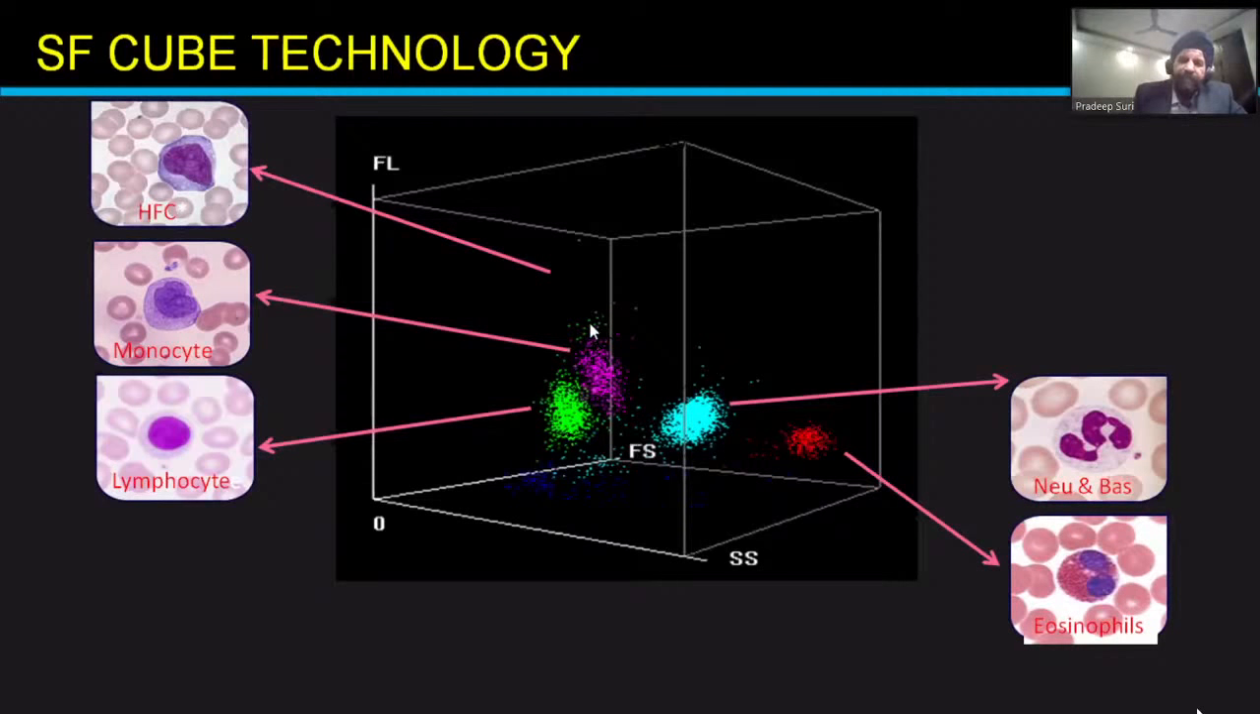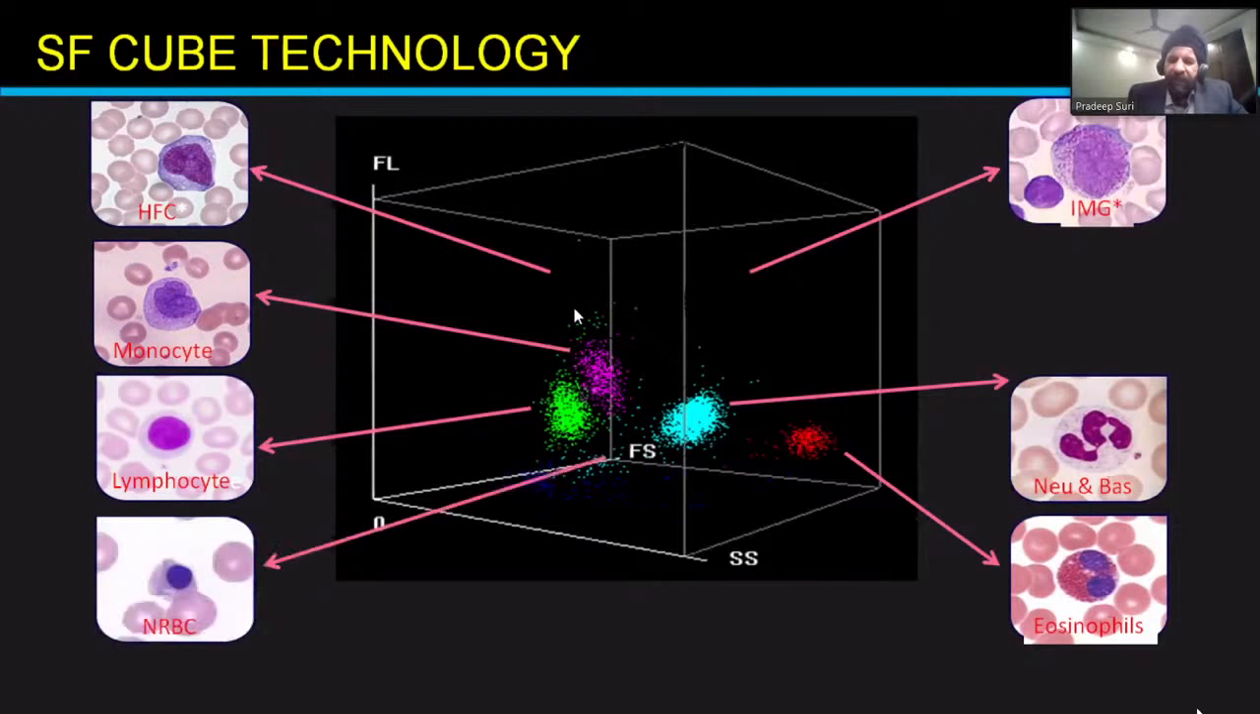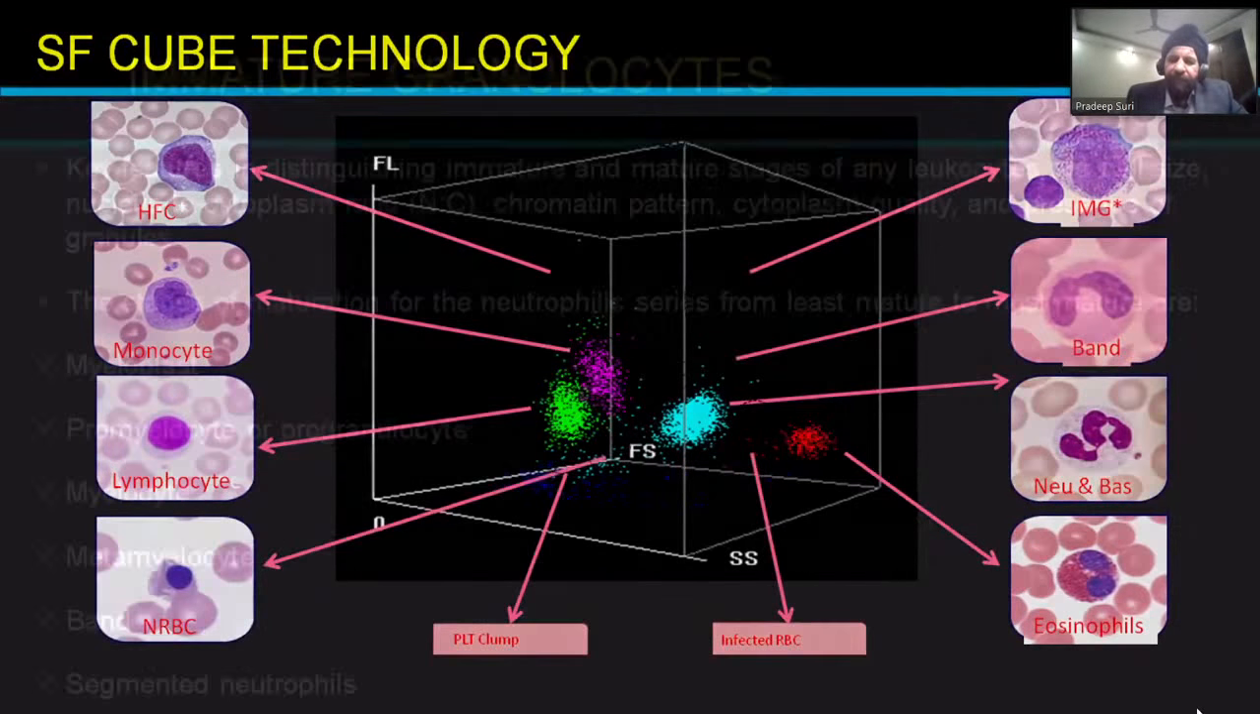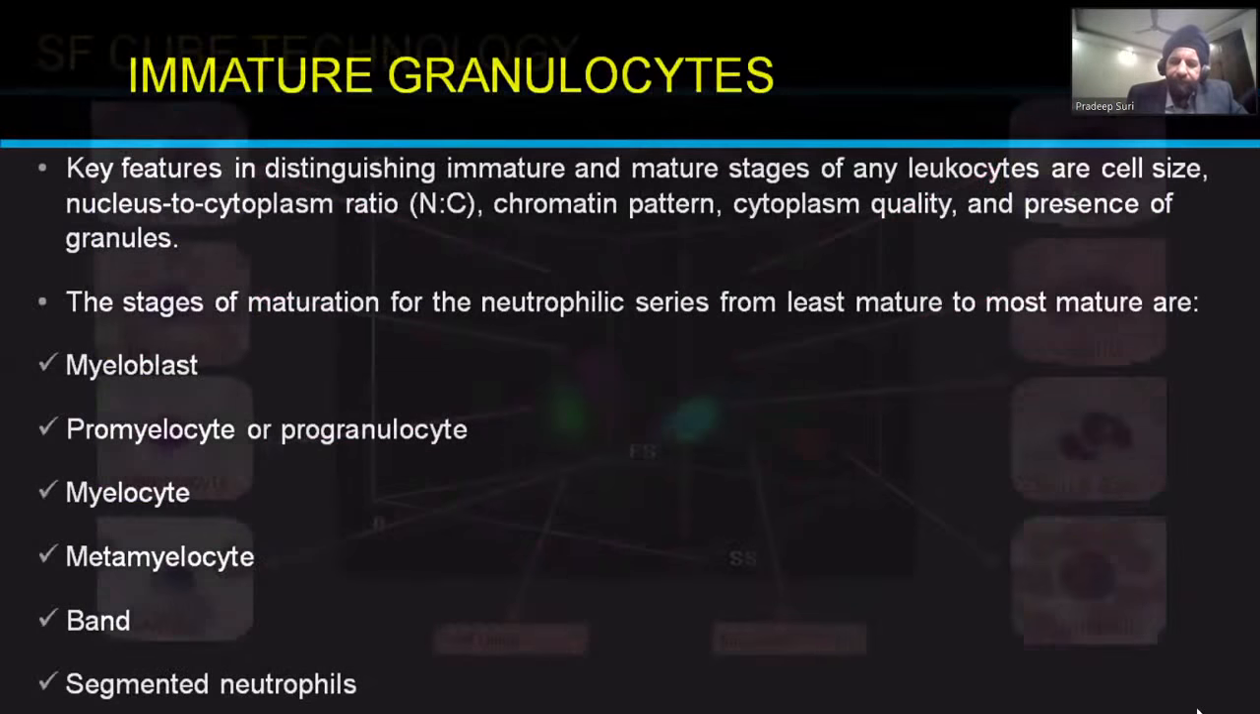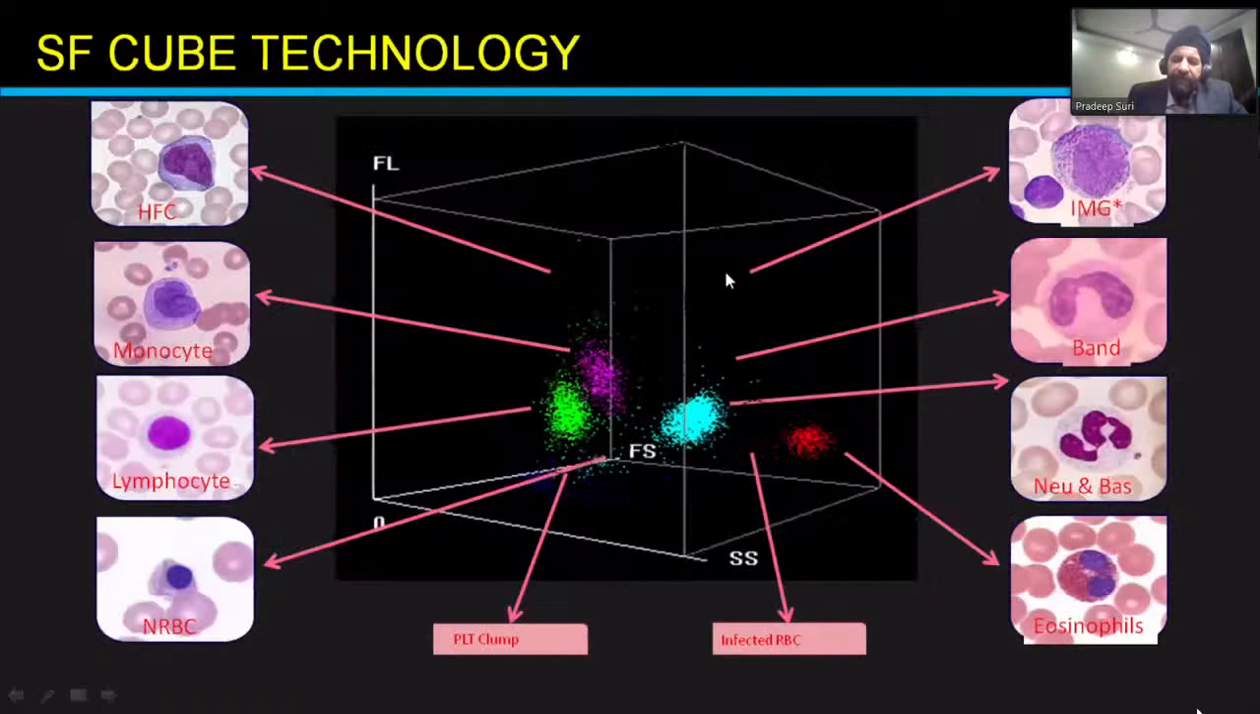Just above the monocyte, these small green dots are the area of the HFC, or the high fluorescent cell, or the virocyte, whatever you want to call it. So higher is the scatter density in this area, the more are the HFC. Likewise, this area above the neutrophil is the area of the immature granulocyte. So if you see a lot of scatter dots in this area, this is the area of the IMG.